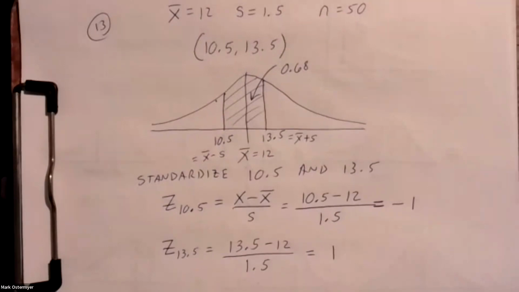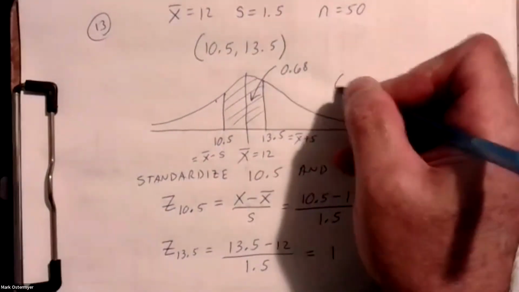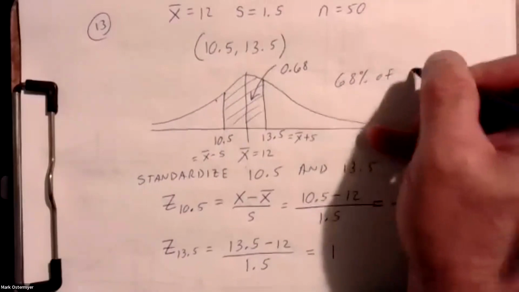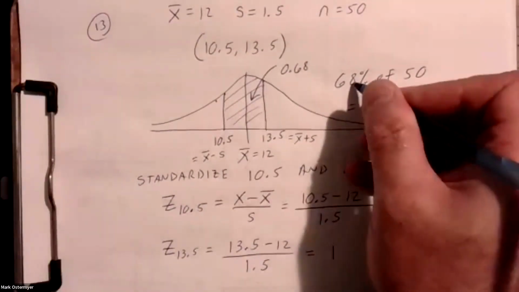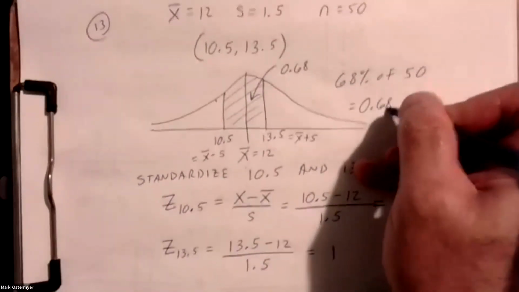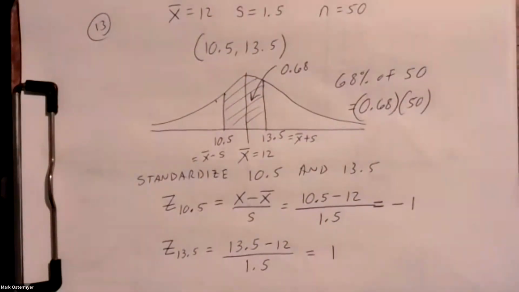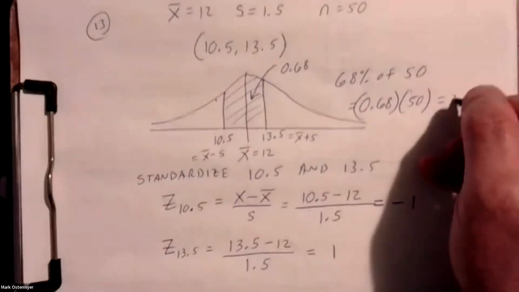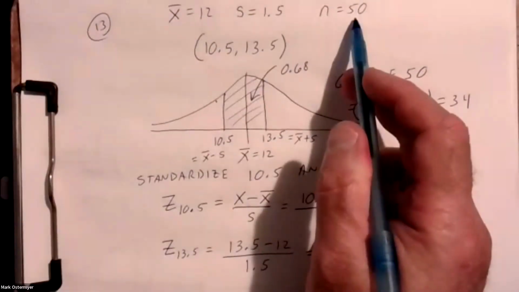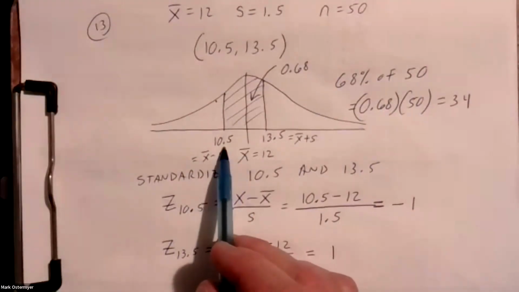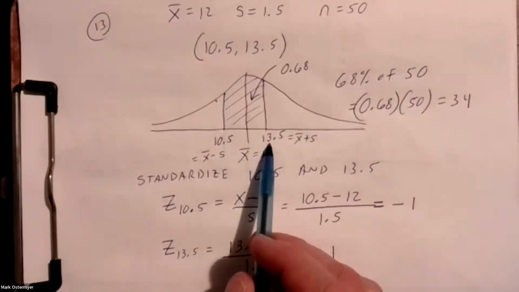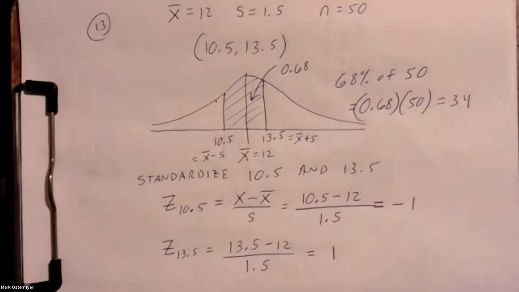Well, how many is that? To answer that question, we take 68% of 50, which means you turn this into a decimal as 0.68 and multiply it by 50. What is 68% of 50? 34. So 34 of these 50 observations will have a value that lies between 10.5 and 13.5. And we're done with that problem. Everybody understand how I just did that problem there?